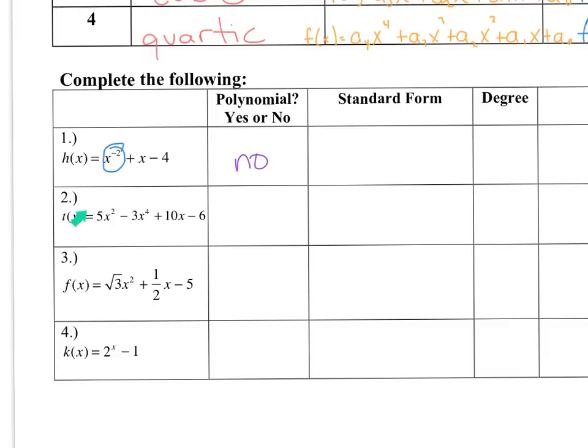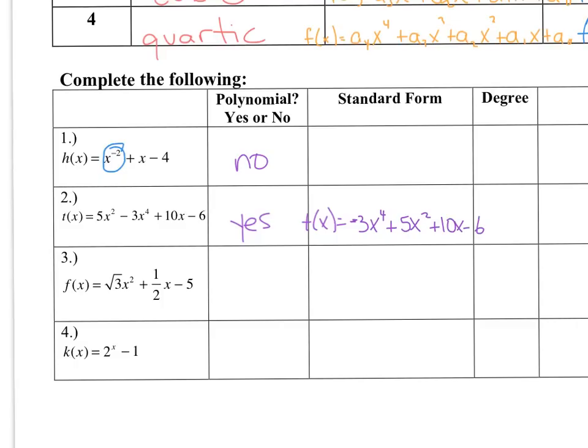For number 2, we have t of x, 5x squared minus 3x to the 4th plus 10x minus 6. If I take a look at all my exponents, they are all whole numbers. So this one is a polynomial. And in standard form, we have to write it in descending order of our exponents. So t of x equals, and if I look at my terms here, I notice that I have an x to the fourth term. So I have to rewrite this so this is first. Now keep in mind that this is a negative 3, x to the fourth. So that'll be written as our first term. And then after that will be the 5x squared plus 10x minus 6.